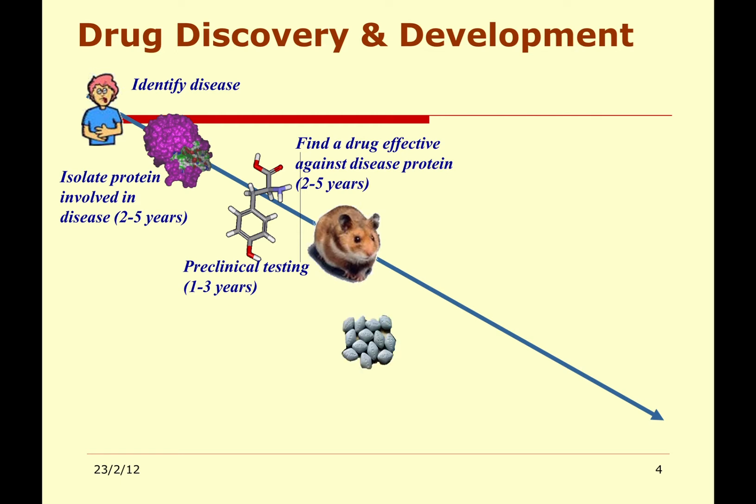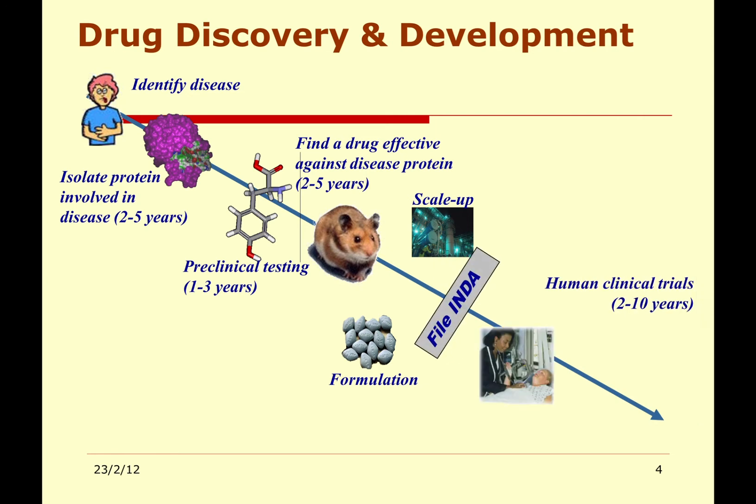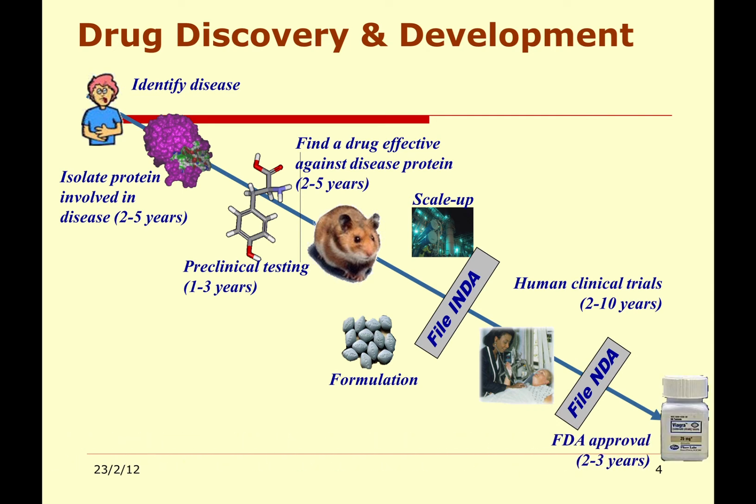Once you find it very successful and decide, you start formulation and scale up, and side by side you file an IND. Then human trials continue, phase 1, phase 2, phase 3, which may take up to 10 years. If you find it very good, you file an NDA, and then the FDA approval process may take a couple of years. So in short, this nicely sums up the new drug discovery and development process.